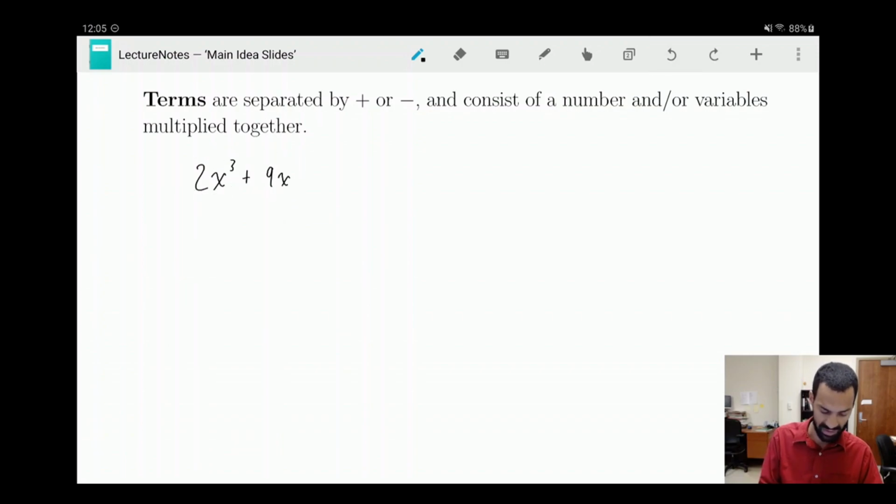Another thing to keep in mind is this is a positive 2, so you can think about there being an understood plus in front of it. And this is a positive 9x. That sign goes with the 9x. It's a positive 9 after all. So terms are separated by a plus or a minus. They're things that are clustered, multiplied together.